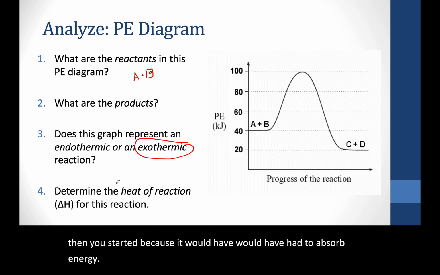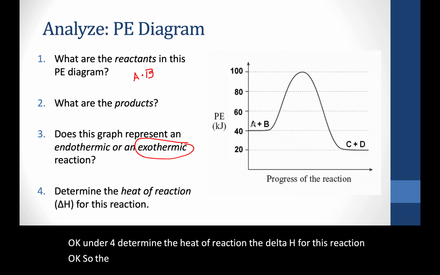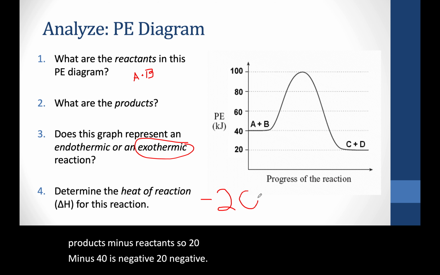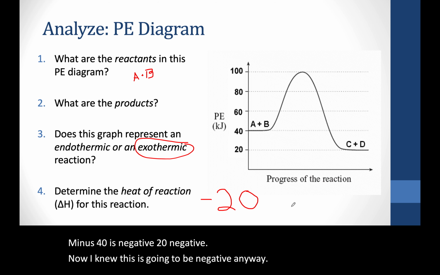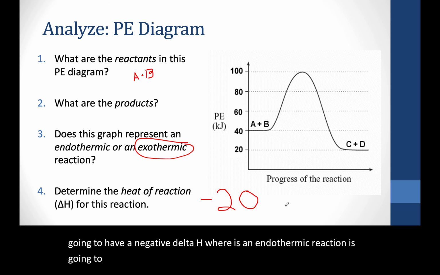Okay, number 4. Determine the heat of reaction, the delta H, for this reaction. The delta H is always the energy of the products minus reactants. Products minus reactants. So 20 minus 40 is negative 20. Now, I knew this was going to be negative anyway because it's exothermic. An exothermic reaction is going to have a negative delta H, whereas an endothermic reaction is going to have a positive delta H.